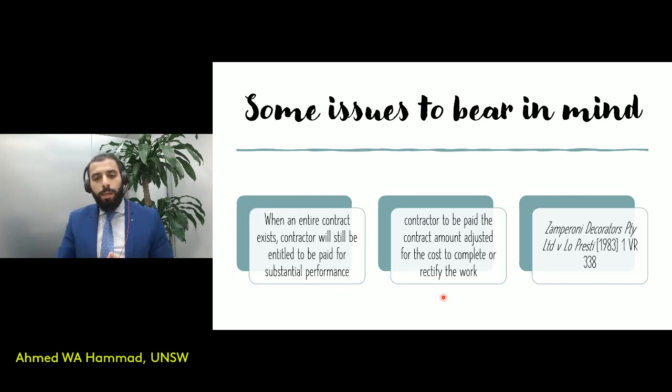Well, generally, the law says that the contractor would be paid the contract amount adjusted for the cost to complete or rectify the work. So a builder delivers a project, it's 70% complete. I need to pay an additional, as an owner, I need to pay an additional $300,000 to complete the full project. So I pay them the contract amount, minus the $300,000 that I have to pay in order to achieve a fully compliant project with the initial specifications. And the authority case in this instance, a Victorian case, is the one that you see in front of you on the screen.